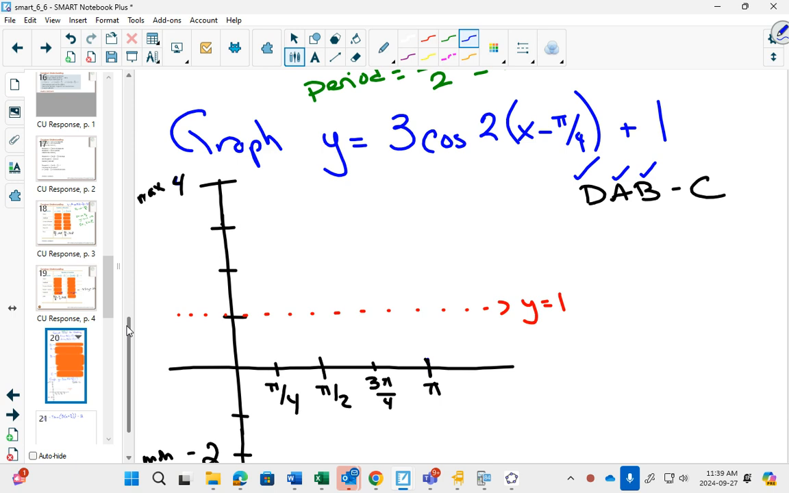Next is the dash. This is a cosine graph. Does a cosine graph start on the center line, or does a cosine graph start at a maximum?